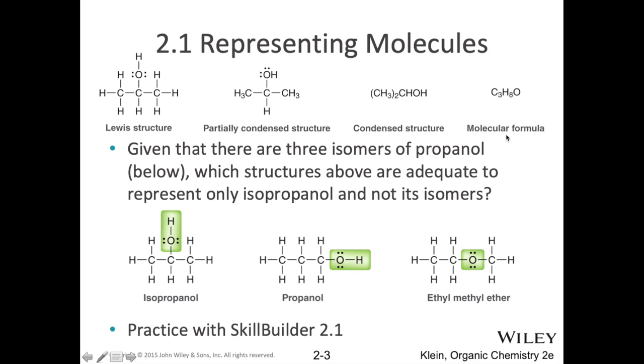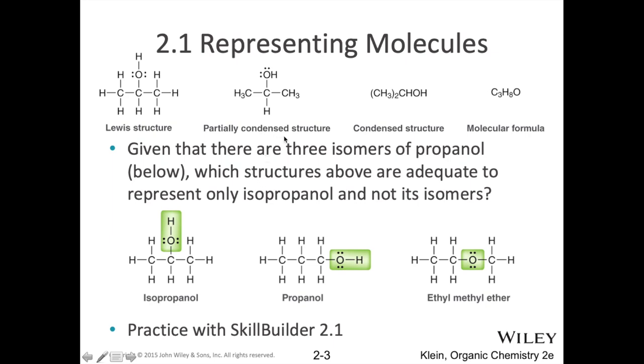Just writing out the molecular formula wouldn't be enough to do this. So how do we draw this out? Which of these methods can we use to help describe these? Well, in the case of our Lewis structure, you can see all three of these are drawn out as Lewis structures, and clearly that works. But obviously it's a lot of work because you've got to draw those individual bonds. That takes some time.